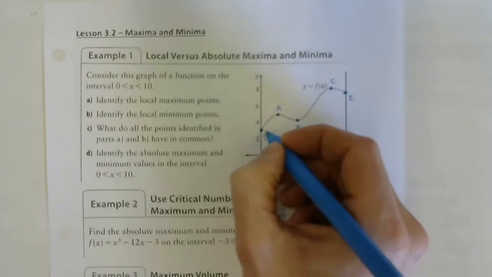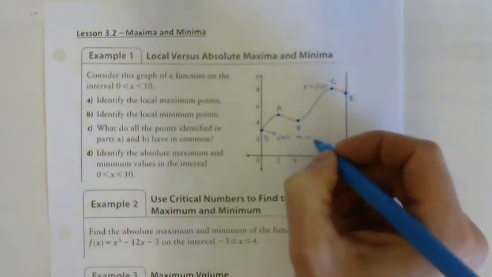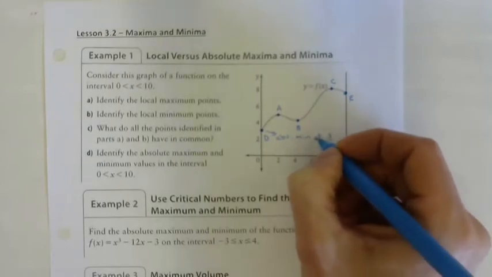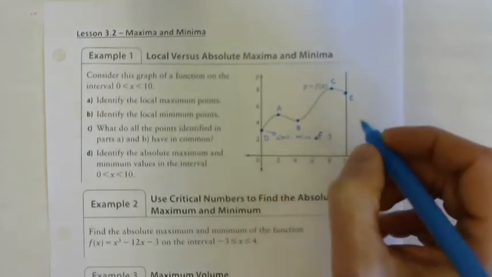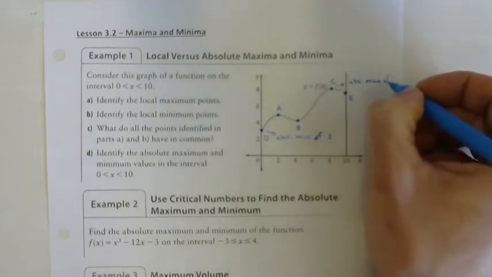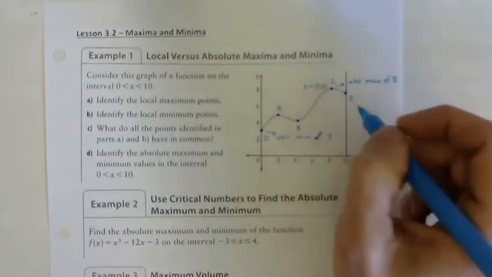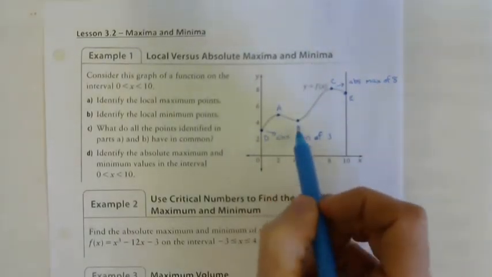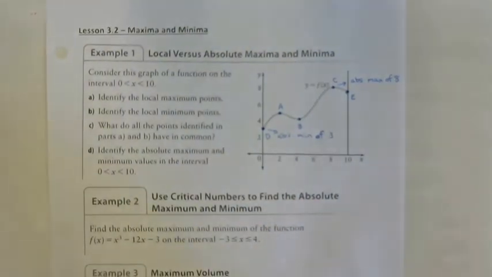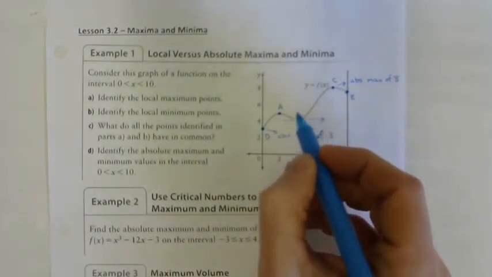So if we want to make a little note, absolute min of 3, I guess, would be better. It's the value of the function. And then you have an absolute max of 8. It occurs at x equals 8, and it is y equals 8. And the rest of these guys are local. Local max, local min, local min. Good enough. If you want to, you can draw the slope of your tangent lines there.